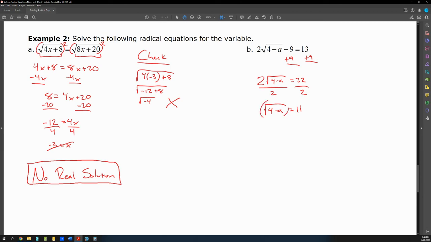And then to get rid of that radical, I'm going to square both sides. So I have 4 minus a is equal to 11 squared, or 121. Subtracting 4 from both sides, we get negative a is equal to 117. And finally, dividing both sides by negative 1, we get a is equal to negative 117. Now we have to check to see whether or not this solution causes this radicand to be a negative number.